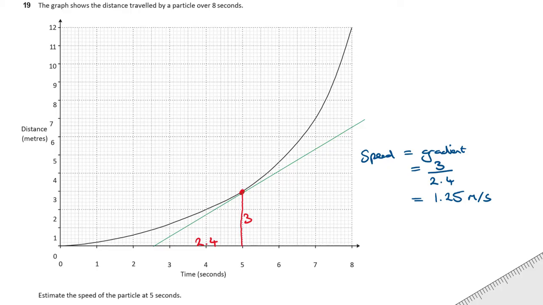So don't worry if your speed is a little bit more, a little bit less than this. It's really going to depend on how you've drawn your tangent on. Okay, so you'll definitely get the same height as me, 3, but your length along here is going to depend on how you drew your tangent. So there's going to be a bit of variation in the answer, but as long as you use your distance in your calculation, then you're going to get the answer right. Okay, and we're done. Good job.